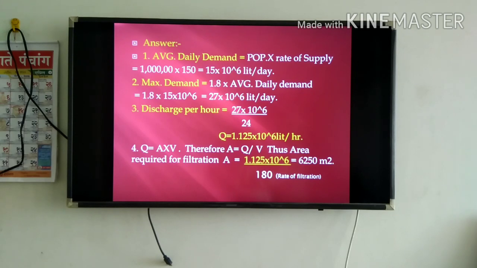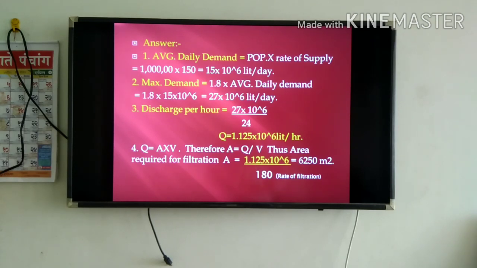Now, step number 2 is maximum demand. It is given as 1.8 into average daily demand. Therefore, 1.8 into 15 into 10 raised to 6, where 15 into 10 raised to 6 is the average daily demand we calculated. This gives the answer 27 into 10 raised to 6 liter per day.